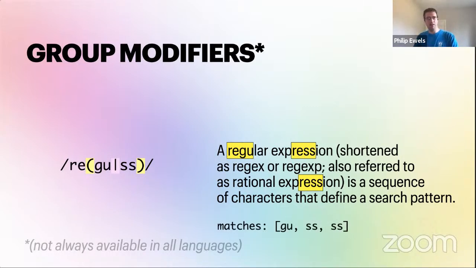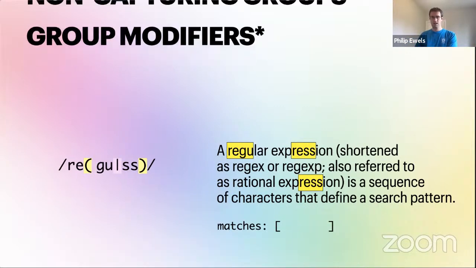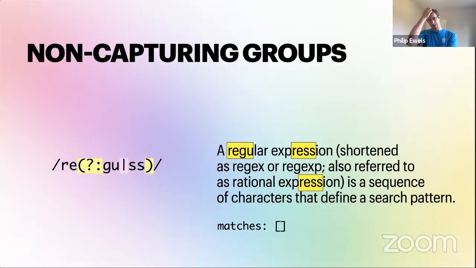So here, our basic one, we're getting 3 matches from this group: GU, SS, and SS. Maybe we want to use a group to have logic for the OR operator, GU or SS, but we don't actually want to return those as matches. We want a group, we don't want a matched group. In that case, we can stick question mark colon at the start of the group. That's where group modifiers go. And that makes it a non-capturing group. It behaves in exactly the same way. It's just that if you're fetching the matches afterwards, you won't see this particular group.